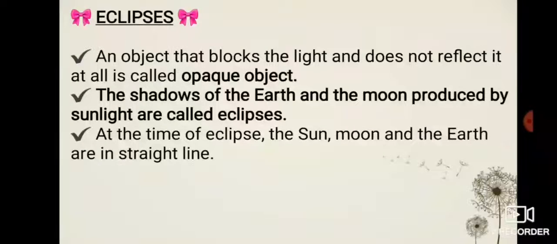Eclipse. An eclipse is an astronomical event. It is when one object in the sky moves into the shadow of another such object. The term eclipse is most often used to describe a solar eclipse, when the moon's shadow crosses the earth's surface, or a lunar eclipse, when the moon moves into the shadow of earth.